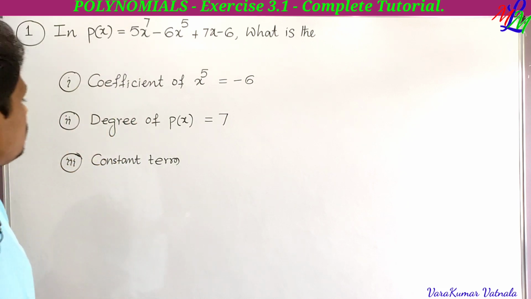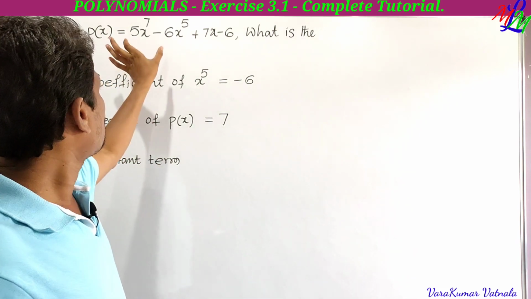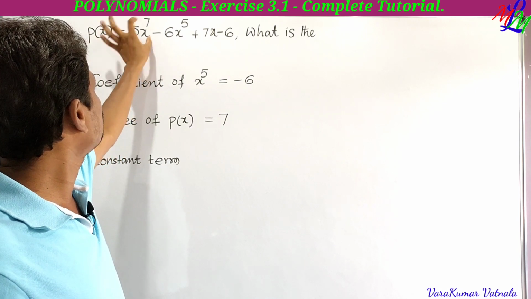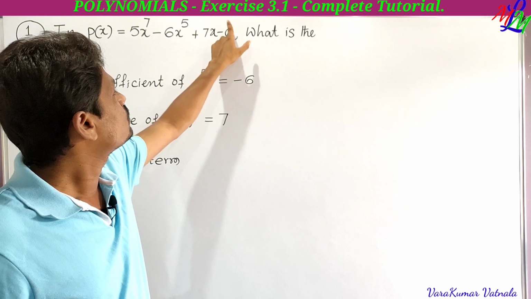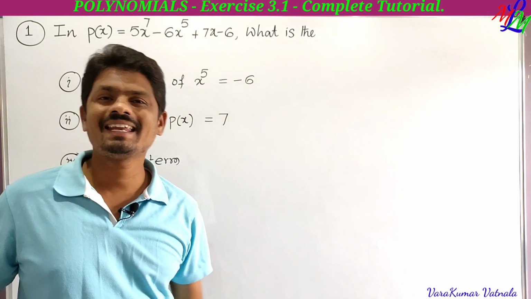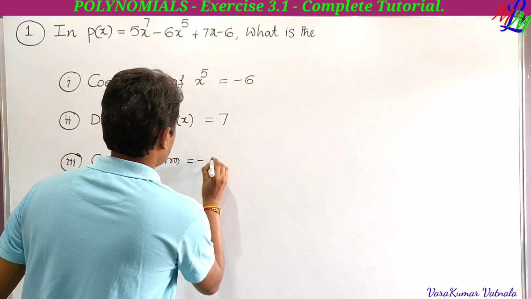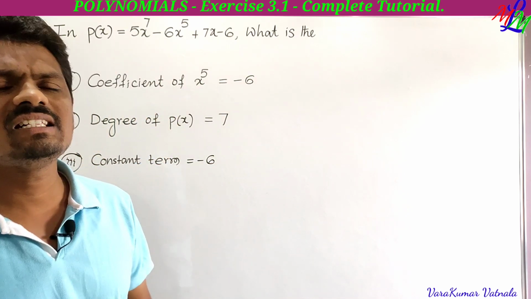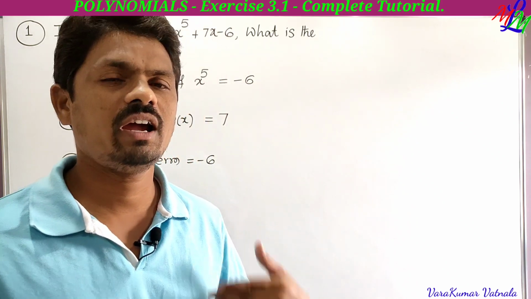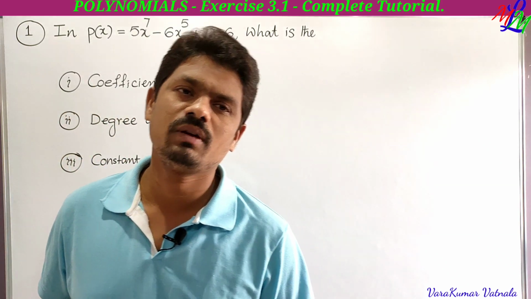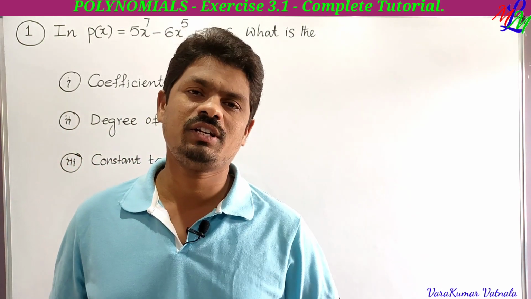So the constant term. The term without a variable is the constant term. Here x to the power 7 is there, x to the power 5 is there, x is there. So the constant is also minus 6. Constant term is equal to minus 6. So that's all, student. Very easy. We just have to understand the definition and the degree of the polynomials. This is the first problem in the first exercise.